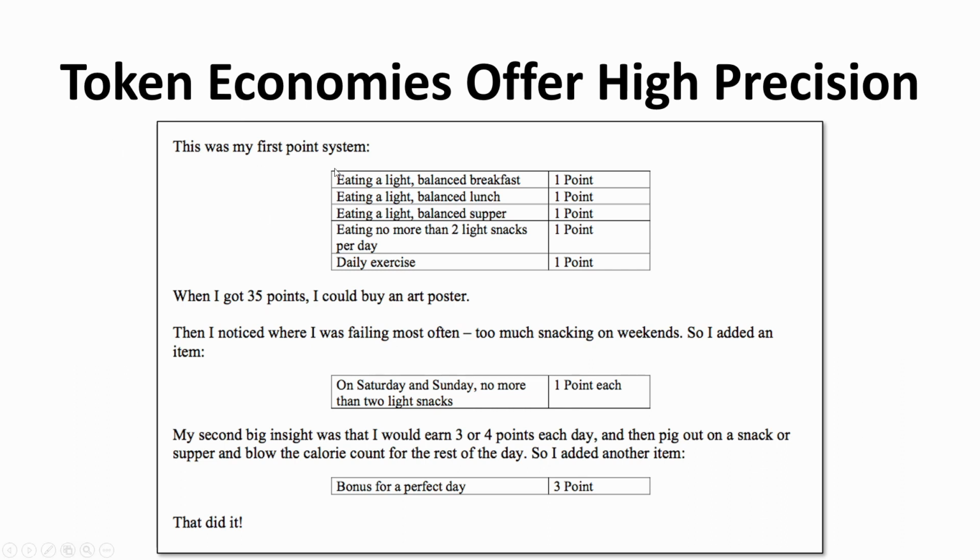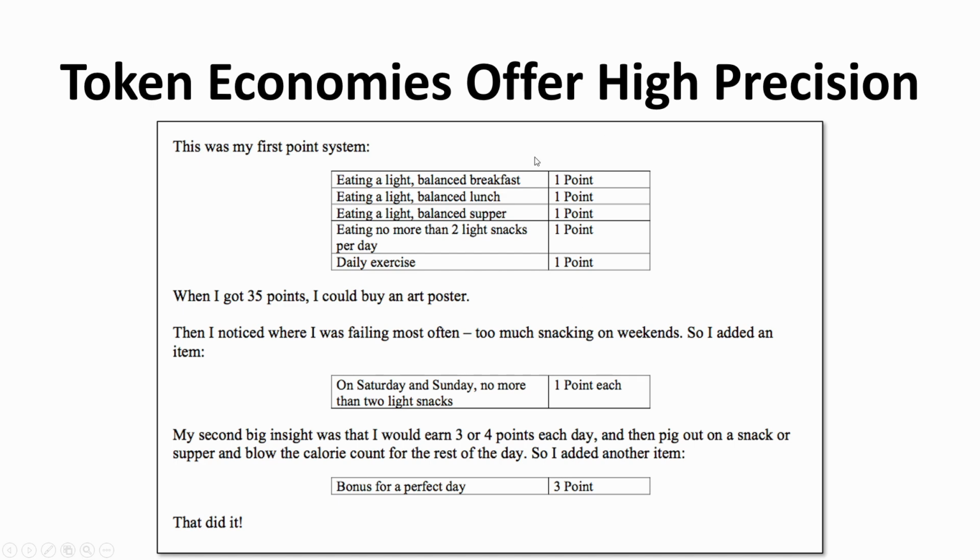And so they started off with their first point system where if they ate a light balanced breakfast, they got 1 point. They ate a light balanced lunch, 1 point. Supper, 1 point. If they didn't have more than 2 light snacks, they got 1 point. If they exercised, they got 1 point. And their goal at the end was that when they hit 35 points, they could buy an art poster. So for this individual, buying a poster for their wall was a really good reinforcer.